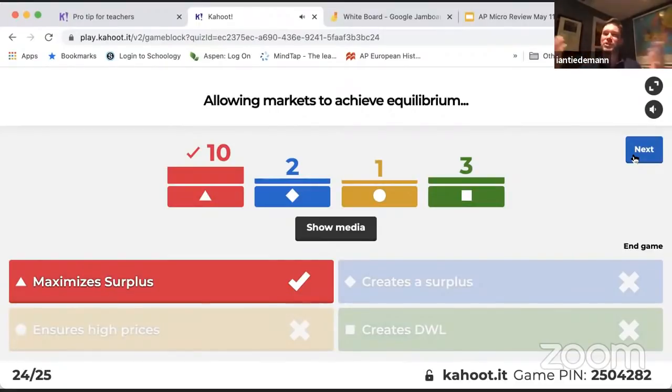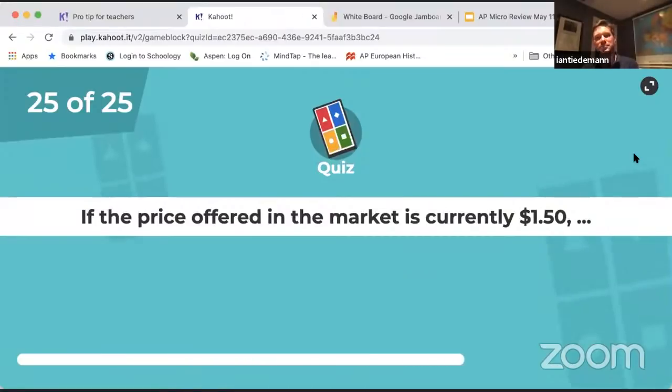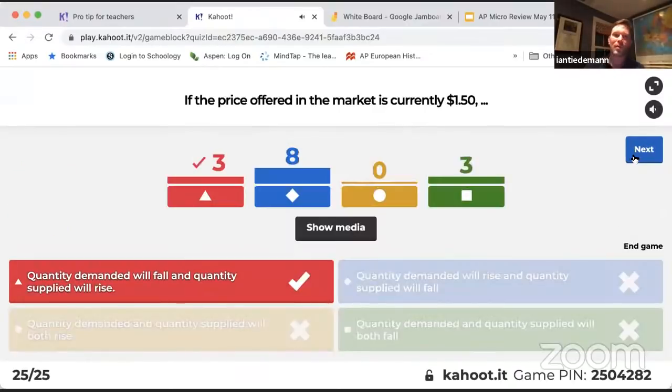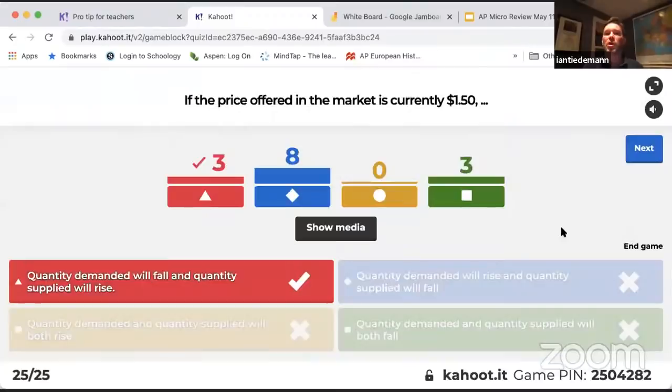Yay, we talked about this earlier, but achieving equilibrium maximizes surplus, consumer welfare and producer welfare. Welfare and surplus in that context are synonyms. Final question, and this will decide it.